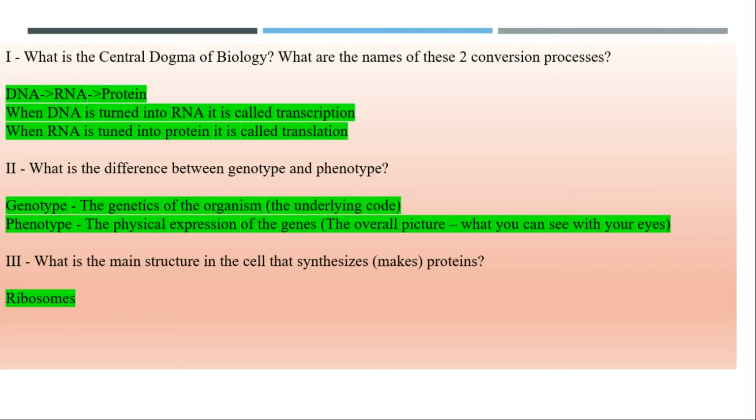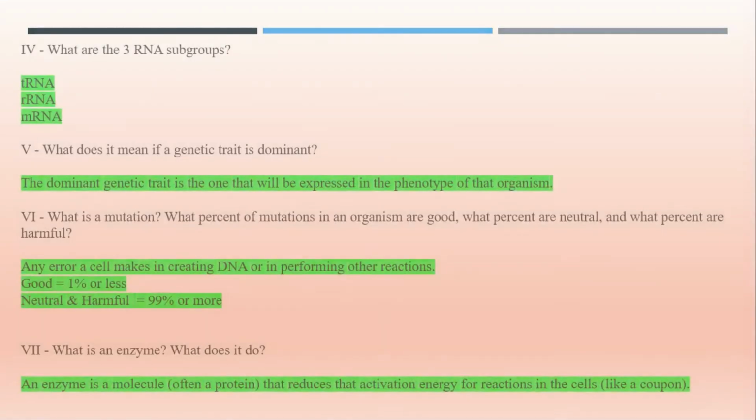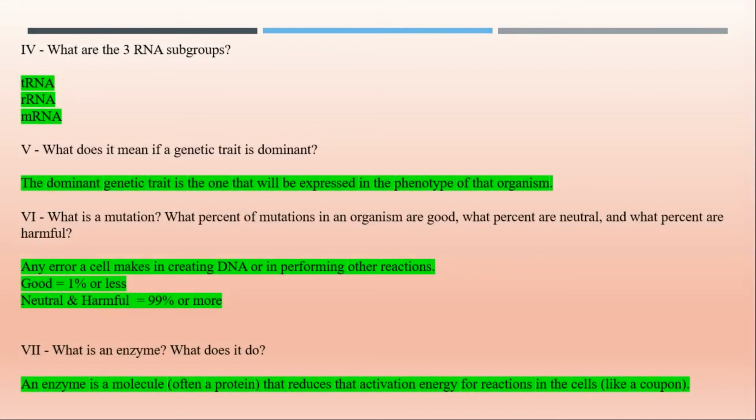The main structure in the cell that synthesizes proteins is ribosomes. We mentioned that just a minute ago. Moving on, make sure you can tell me the 3 RNA subgroups, even though you don't have to really tell me their function. We've got tRNA, which is transfer RNA, rRNA, or ribosomal RNA, and then mRNA, or messenger RNA.